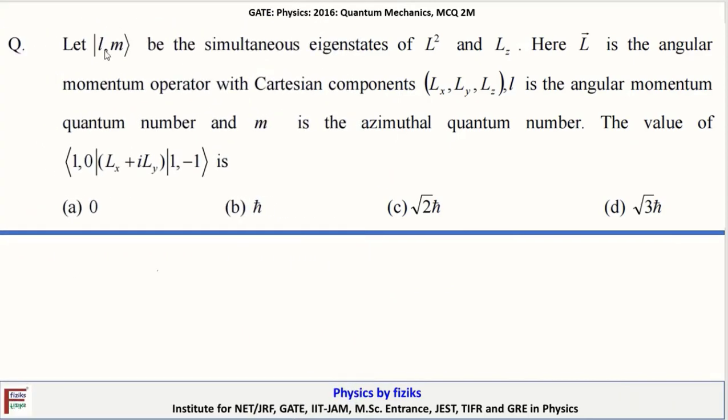Let |l, m⟩ be the simultaneous eigenstate of L² and Lz, where L is the angular momentum operator with Cartesian components Lx, Ly, Lz, and l is the angular momentum quantum number and m is the azimuthal quantum number. The expectation value of ⟨1,0|Lx + iLy|1,−1⟩ is what? We have to determine the value for this term.